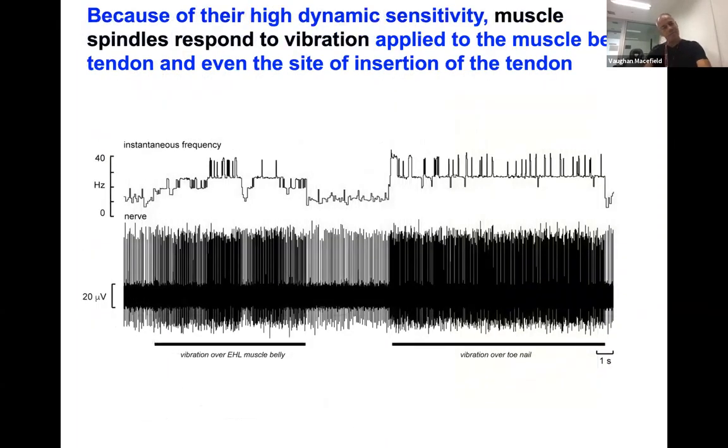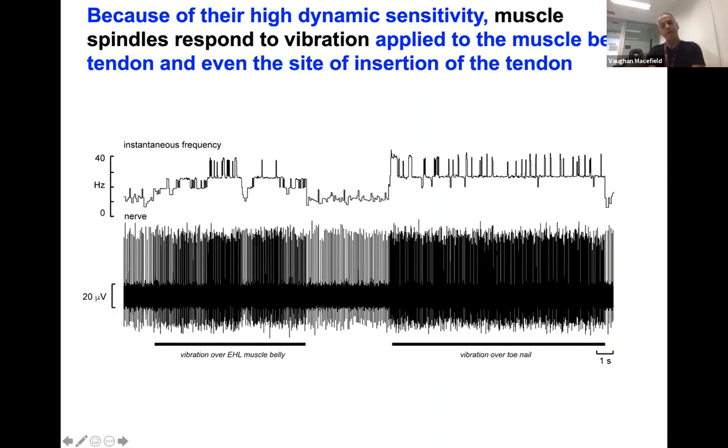And muscle spindles, being very sensitive length detectors, are particularly sensitive to very small length changes, such as occur during vibration. So if we apply a vibrating stimulus over the muscle belly, this is the same recording of the extensor hallucis longus, we can see that we can get entrainment or partial entrainment of the muscle spindle to the vibratory cycles. And here, even just applying vibration over the toenail, this is very, very remote from the actual receptor, which is located very high up in the shin.